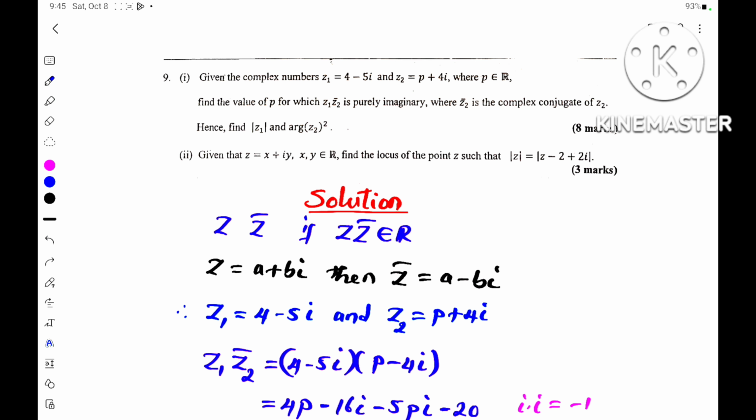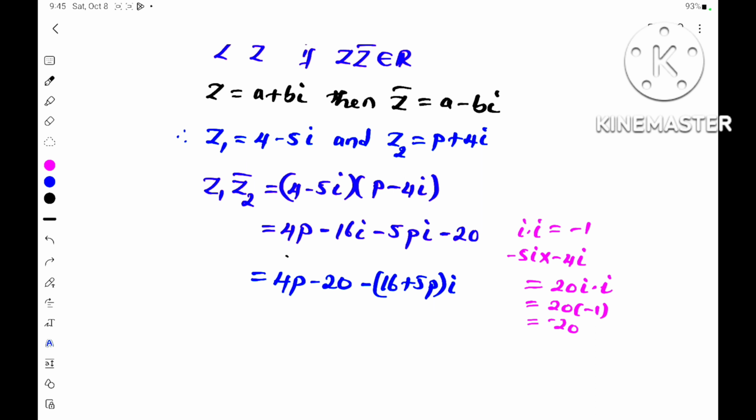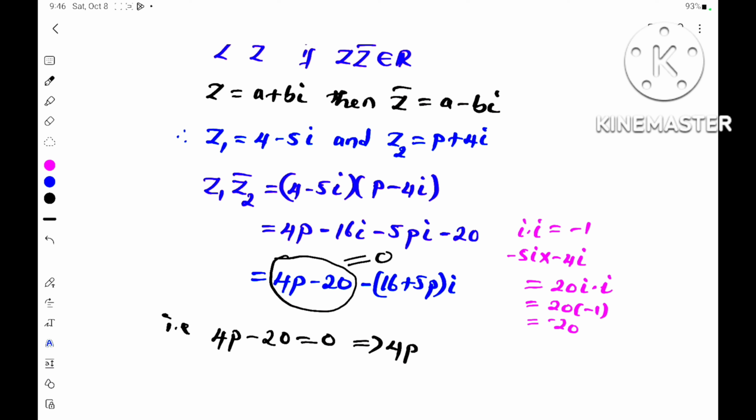But we are told that the product z1 multiplied by the conjugate of z2 is purely an imaginary number, meaning that the real part of this complex number is 0. That is, 4p minus 20 is equal to 0. And this implies that 4p is equal to 20. And so if you divide both sides by 4, we're going to have p equal to 5.